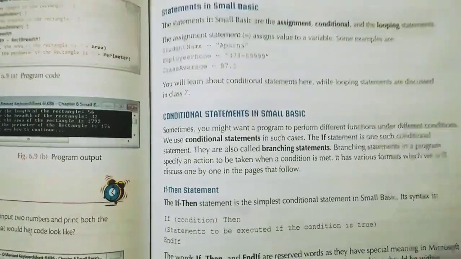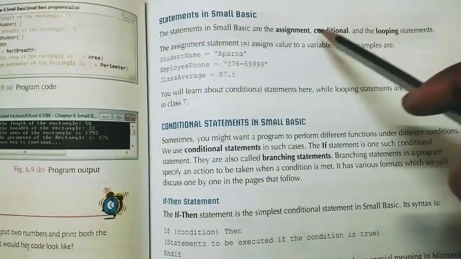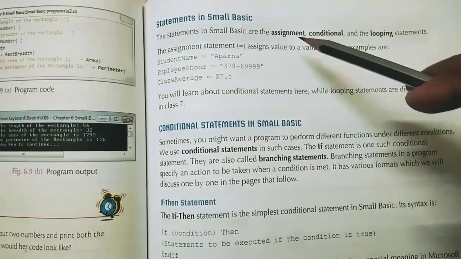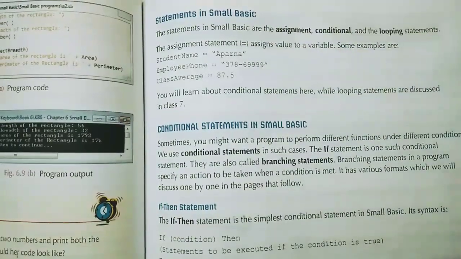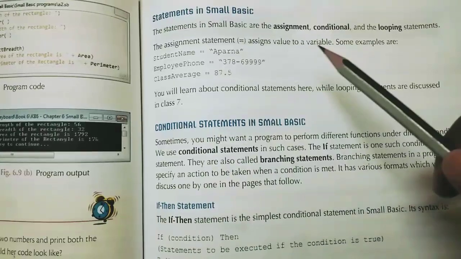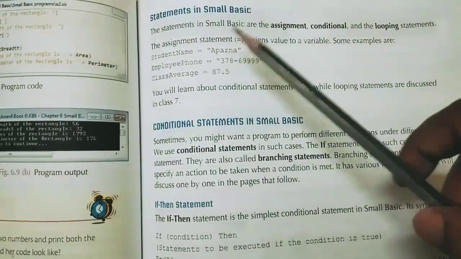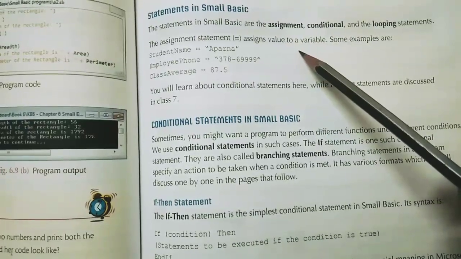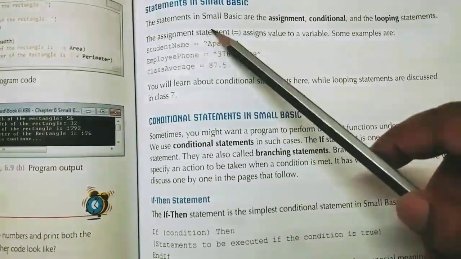So what are the statements? What are called the statements? Statements in Small Basic are the assignment, conditional and looping statements. So what are these statements? One by one, see. The assignment statement is equal to. The assignment statement equal to assigns a value to a variable. That means the name is saying that it is assigning something to a variable. So assigning a value to a variable, that is the use of the assignment statement.